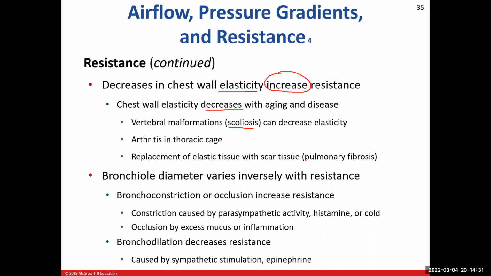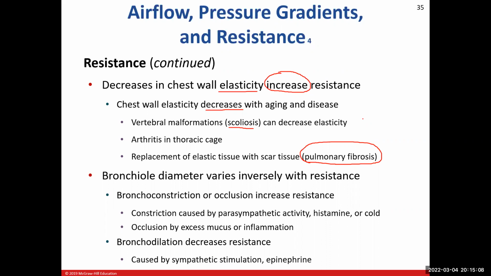And the condition of pulmonary fibrosis, if you're ever taking medical boards, this is usually the number one answer to a decrease in elasticity in the chest wall. Because of pulmonary fibrosis, the term fibrosis is talking about scar tissue formation. So what we see in this condition is the elastic tissue gets replaced with scar tissue. Scar tissue predominantly is going to be collagen. Collagen is not elastic.